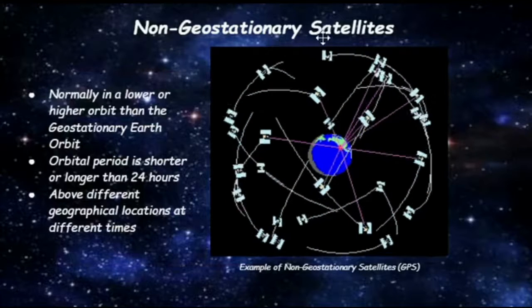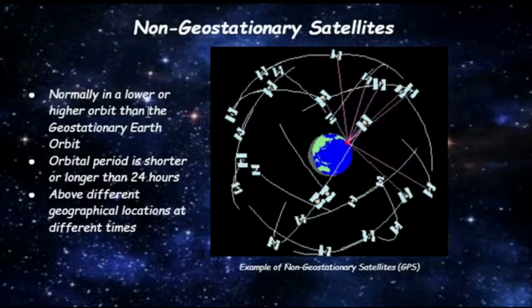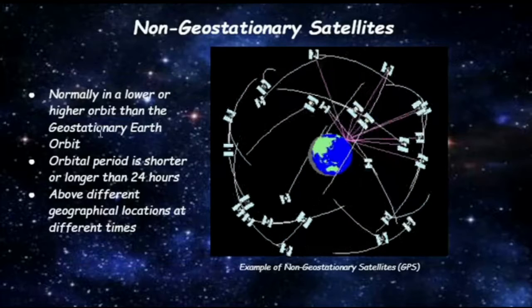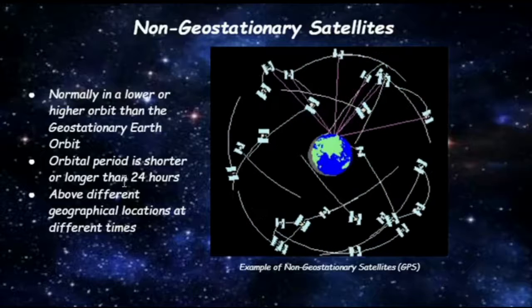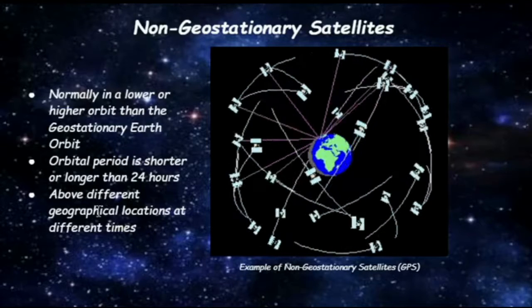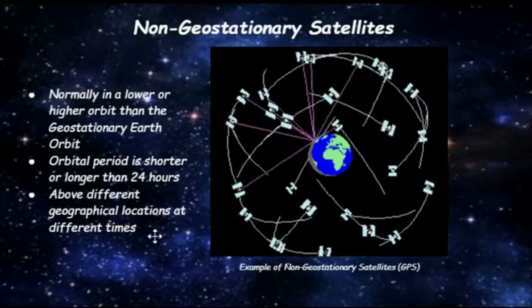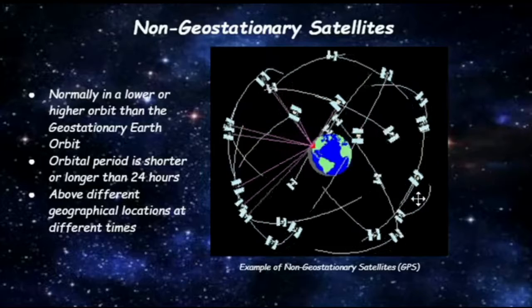Next, we will see the non-geostationary satellite. It is normally in a lower or higher orbit than the geostationary Earth orbit. Its orbital period is shorter or longer than 24 hours. It's above different geographical locations at different times. This is an example of a non-geostationary satellite, GPS.